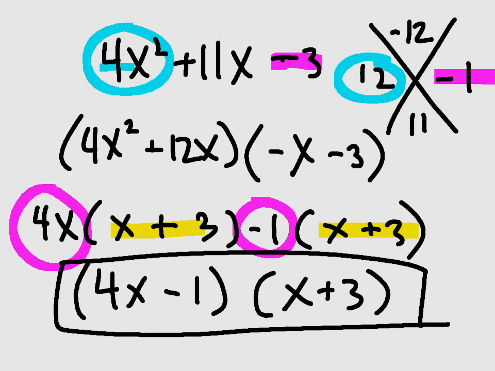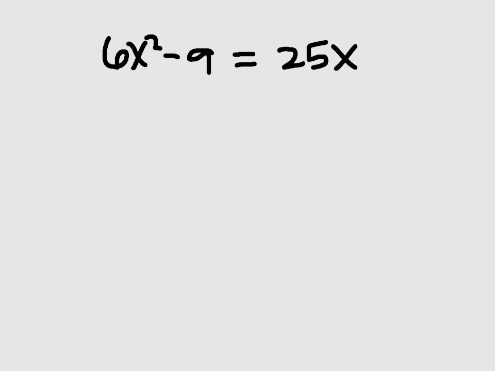Okay, now for the last problem. It's more of a trickier one. We have 6x squared minus 9 equals 25x. Now what we have to do is factors are always set equal to 0, or else they won't work. You can never find a factor if it's not set equal to 0. So what we have to do here is set this equation equal to 0.